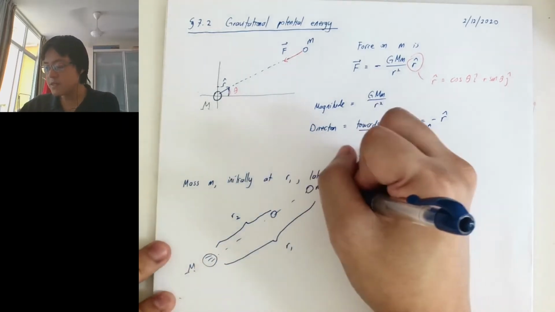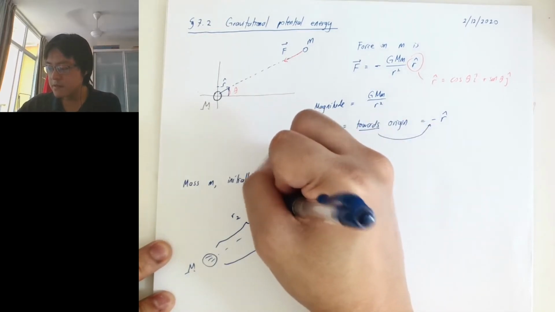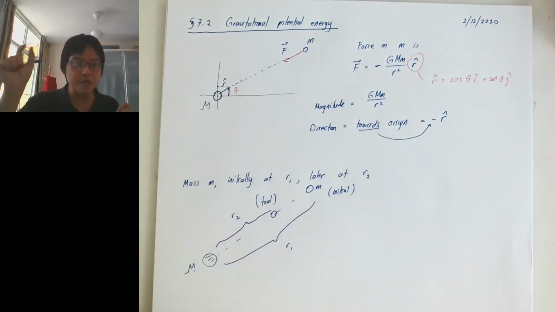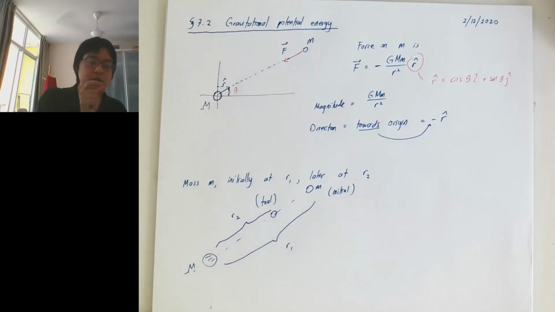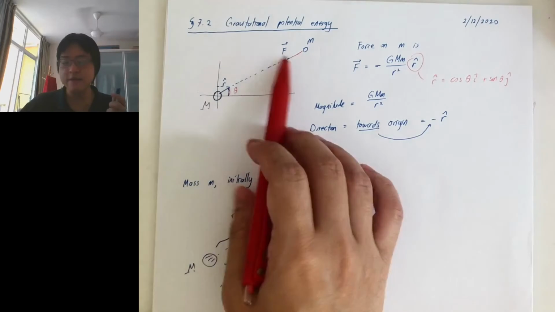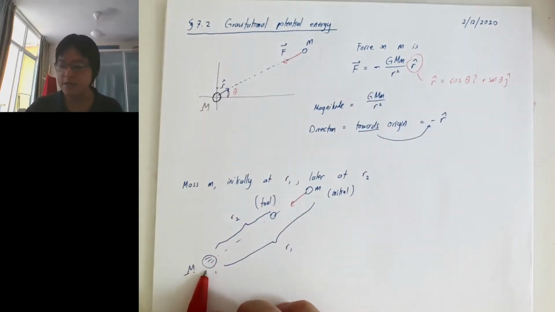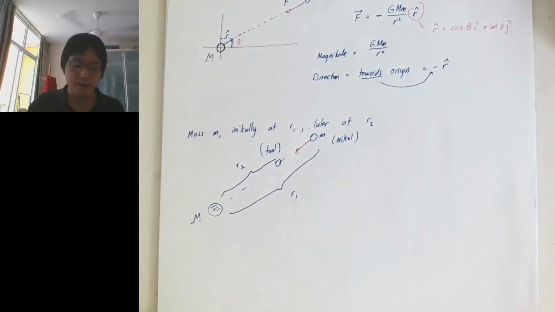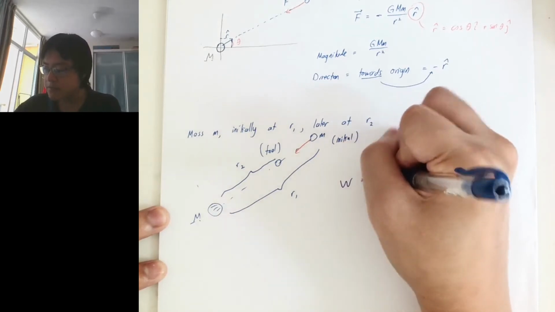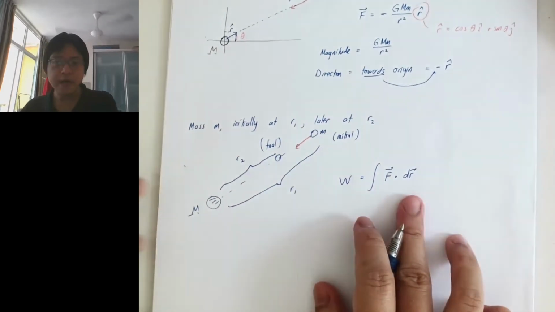So this is initial, and this is final. The mass m has moved from a position at distance r1 towards r2. I want to calculate the work done during the process. There's only one force acting on m, which is the gravitational force because of this big M. This big M is exerting gravity on m, so I want to find the work done by gravity. The work done by gravity, as always, is the integral of F dot dr.